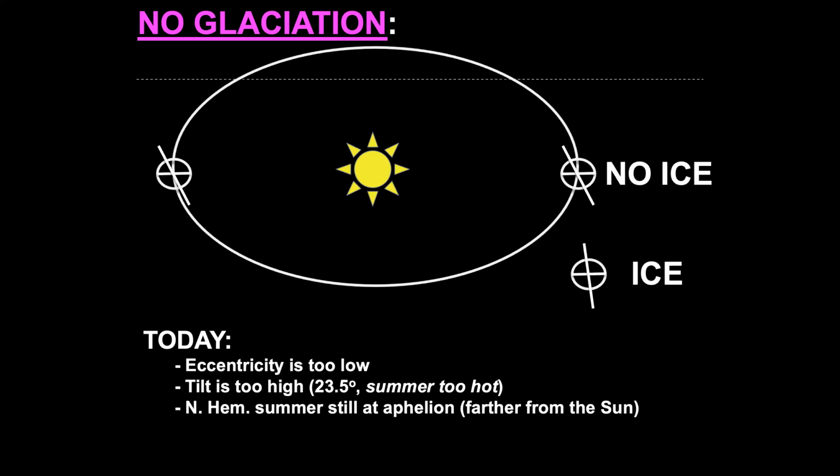Right now, the eccentricity is too low. The tilt is too high. And the northern hemisphere is at aphelion, so it's farther from the sun. So this is a reason why we're not in a glaciated time, if you take away humans and fossil fuels and all that stuff, and simply look at what we have in terms of orbital parameters in 2020, okay?